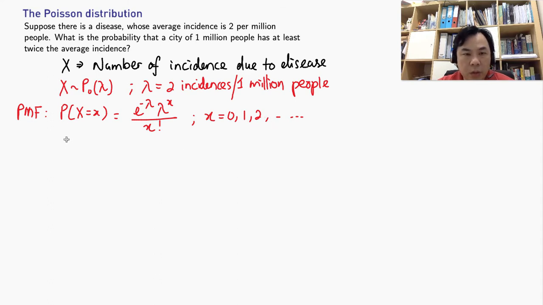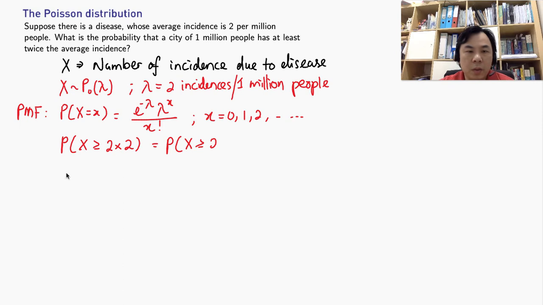So if you are interested in calculating its probability in this case: what is the probability that a city of 1 million people has at least twice the average incidents? So at least twice the average incident. Twice the average incident will be 4 then, which is the same as x greater than or equal to 4 here.